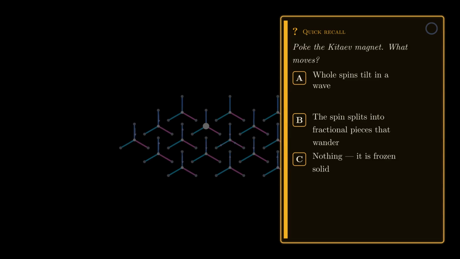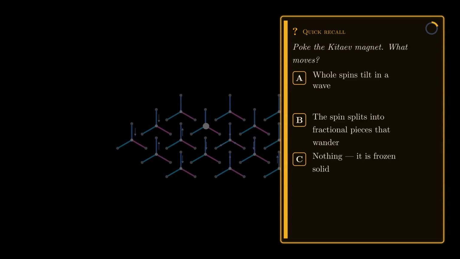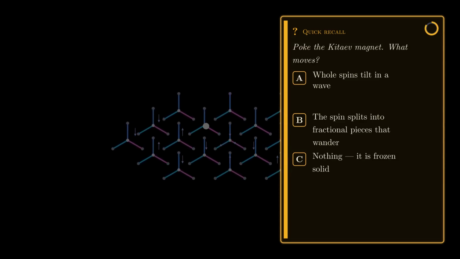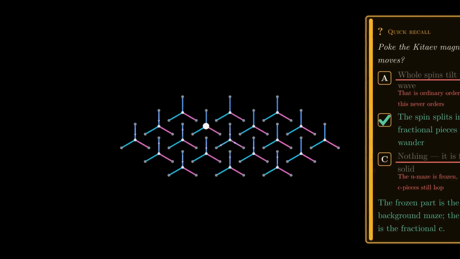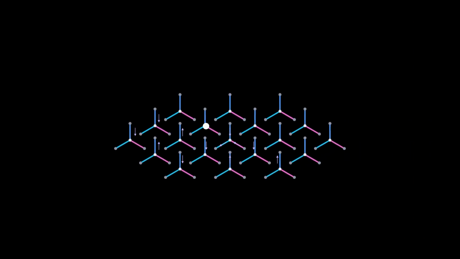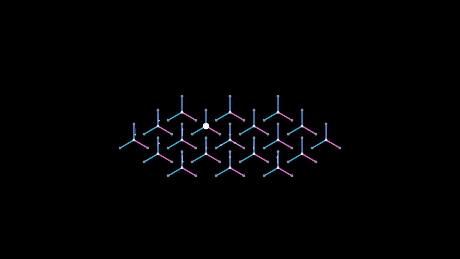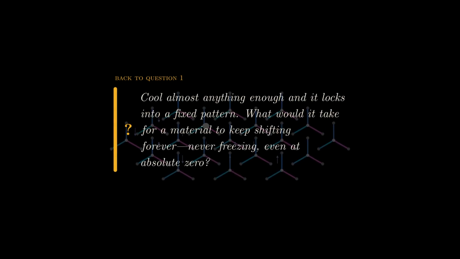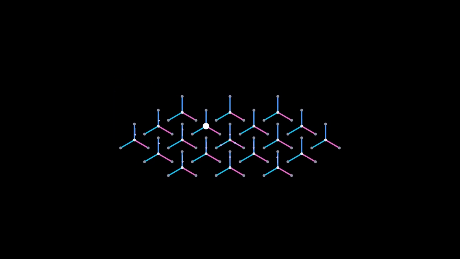Quick commit, because I promised you this right at the start. Poke this frozen magnet. What actually moves? There it is. Poke this magnet and you do not get a neat wave of tilting spins. You get these fractional pieces walking off on their own. The spins came apart. So the first question on our board is answered. This is a real material that never freezes. Its disturbances fractionalized, and we can prove every word of it.